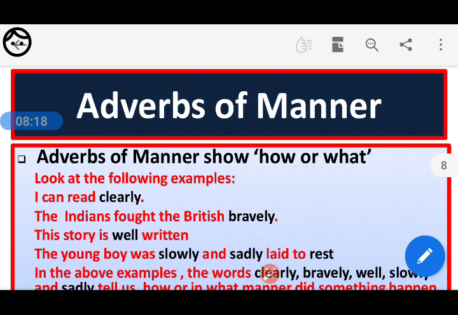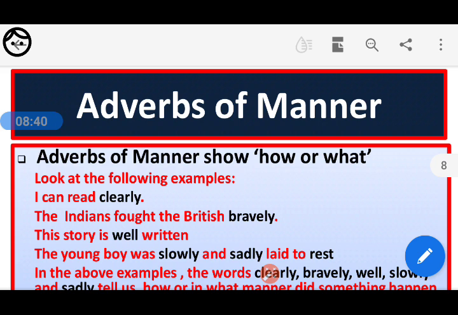The Indians fought the British bravely. How did the Indians fight the British? They fought the British bravely. Now bravely is also an adverb of manner. The story is well written. What kind of story is it? It is well written. Well is an adverb of manner.